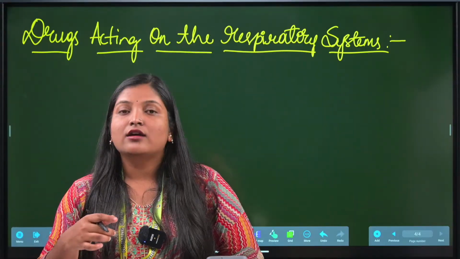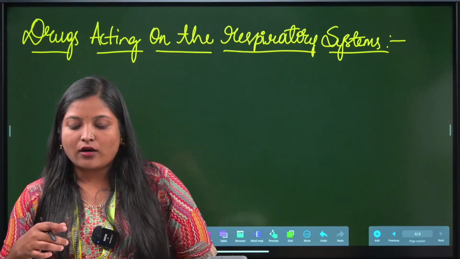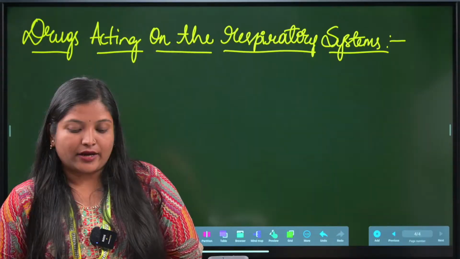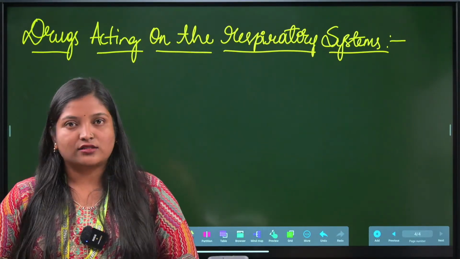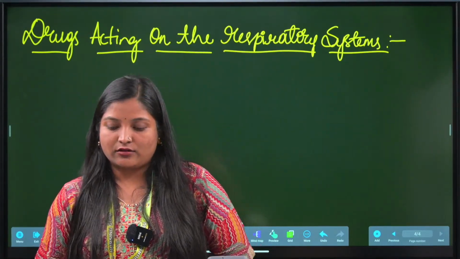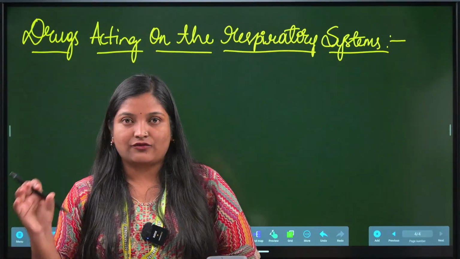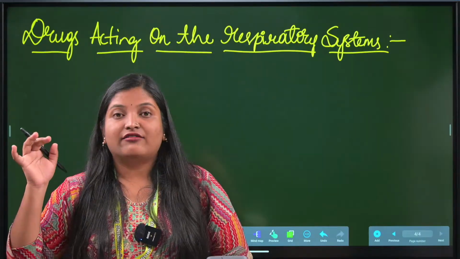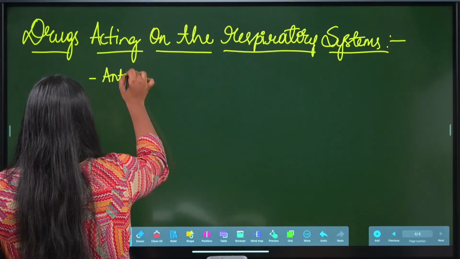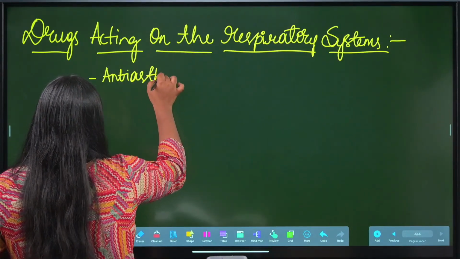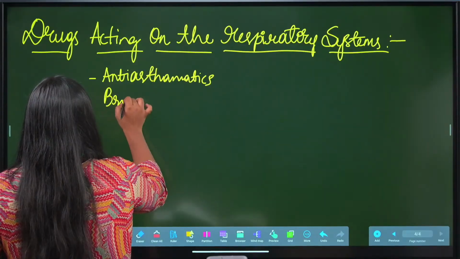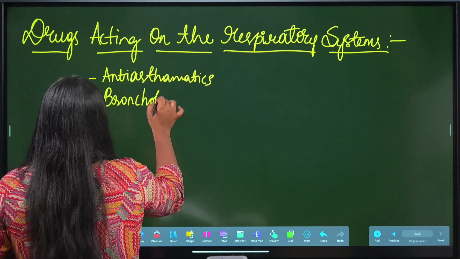Okay, so they reduce the mucus. The next one is bronchoconstrictors, bronchodilators also, and antihistamines. So these are the drugs we are studying under the respiratory system, the drugs acting on the respiratory system. So list out the classification and the drugs, and write it off. I already told you: anti-asthmatics, bronchodilators.